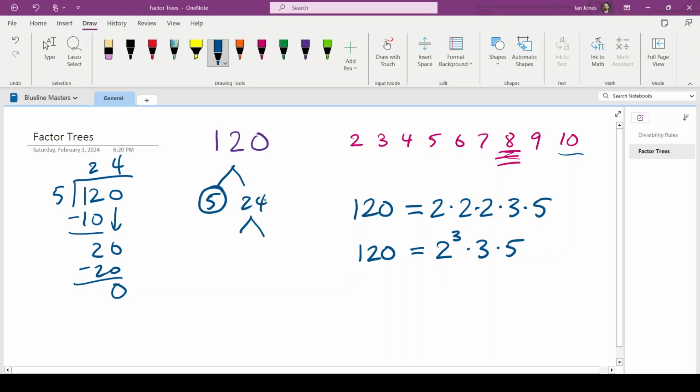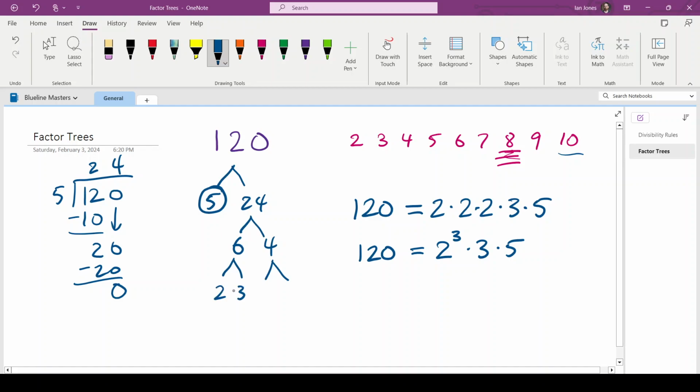Okay, now there's lots of options here, right? I could say 2 times 12. I could say 3 times 8. I could say 4 times 6. I could do it the other way around, or 8 times 3, or 12 times 2. Let's say the first thing that pops into my head is 6 and 4. Okay, composite, composite. So both are going to be broken down further.